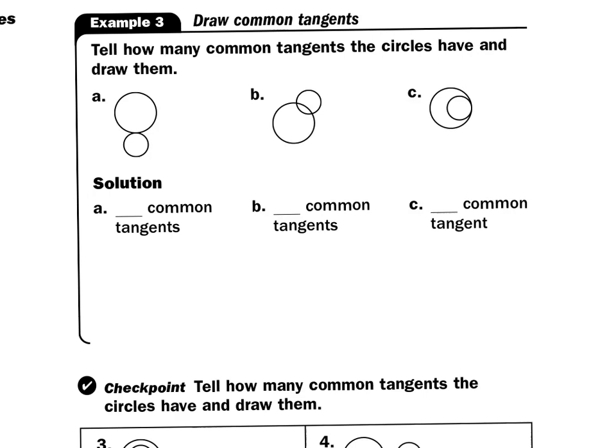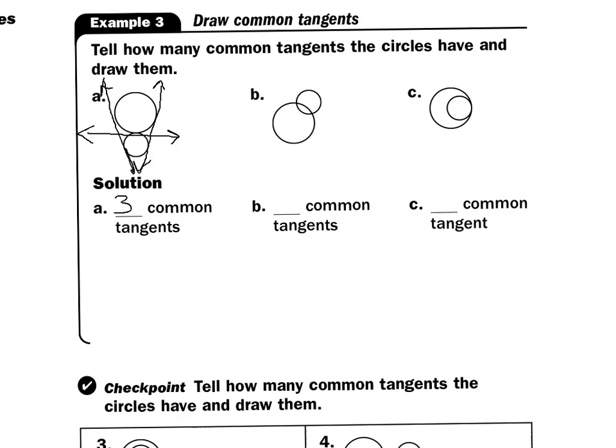Where would our first common tangent be? Well, if we draw a line like this, it would touch both sides. If I also drew a line like this, it would touch both sides if my art was pretty good. Is there any more? Yes, there's one more. Can you see it? It is straight between these 2. So that gives us 3 common tangents.